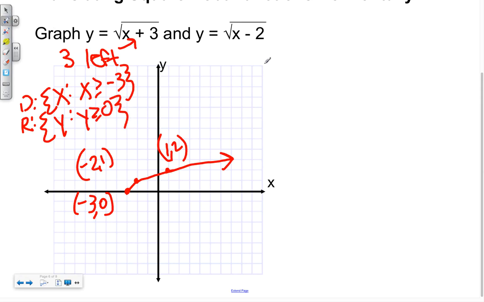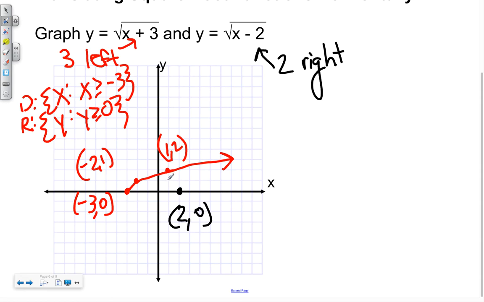Okay, so now we're going to be looking at this -2 here. The -2 is telling us to go 2 units to the right because it has to go the opposite way. So we go 2 units right, so now we're starting here, which is the point 2, 0.